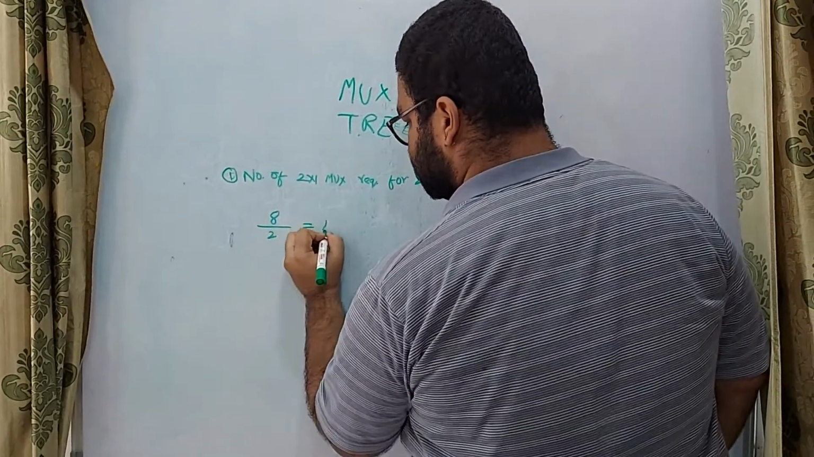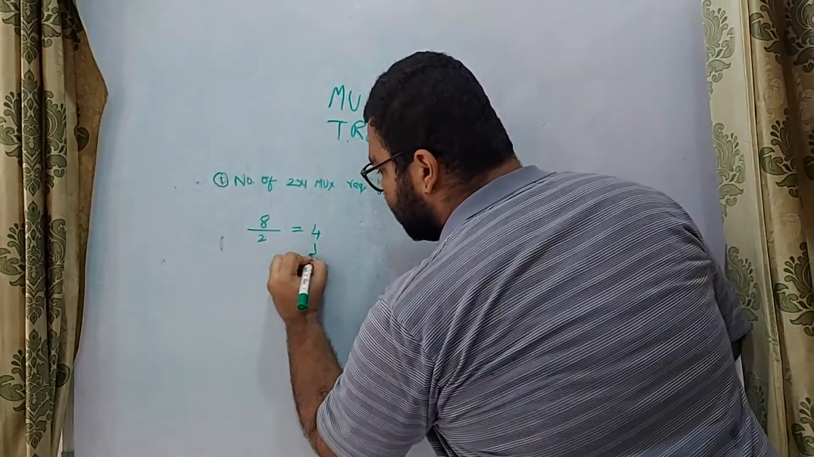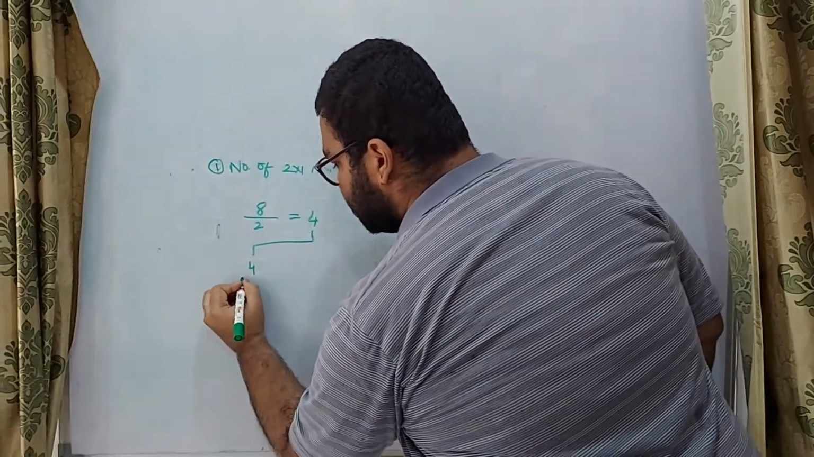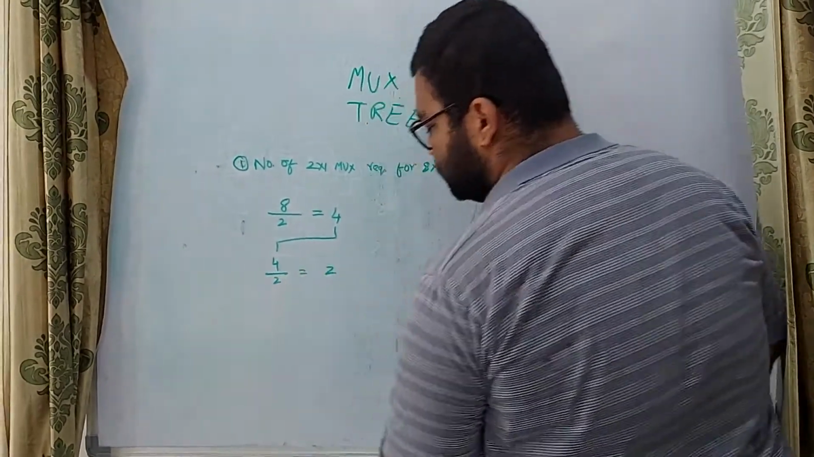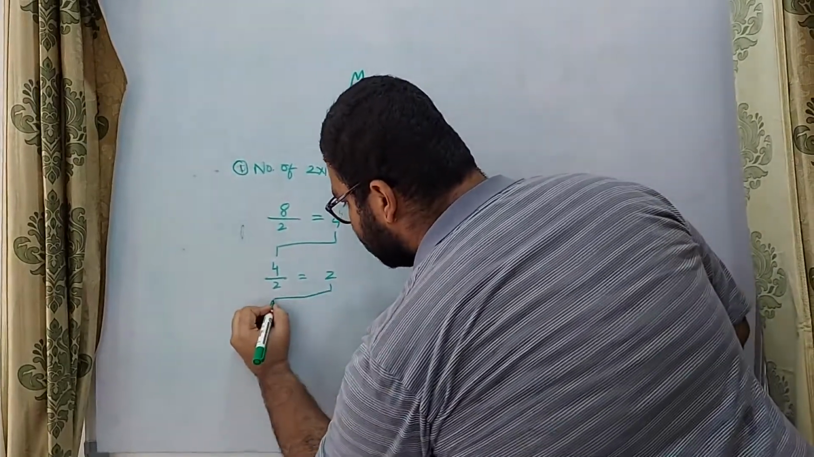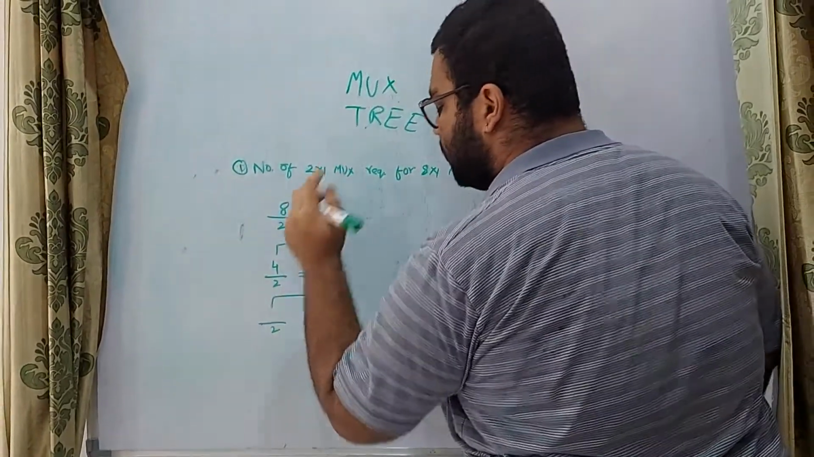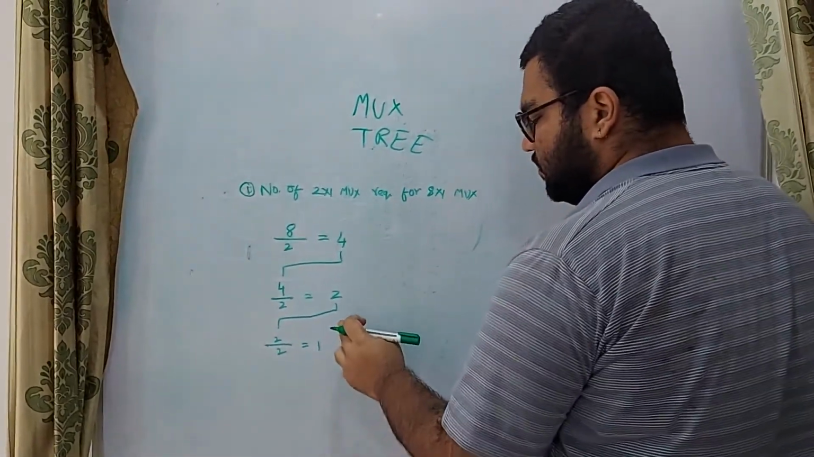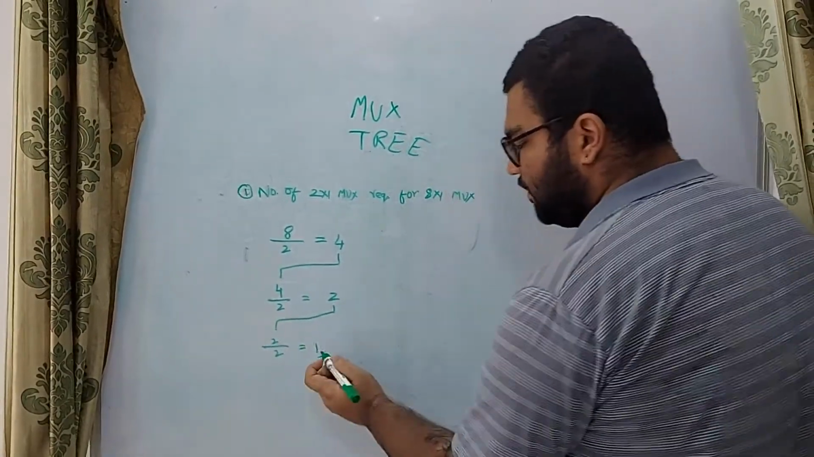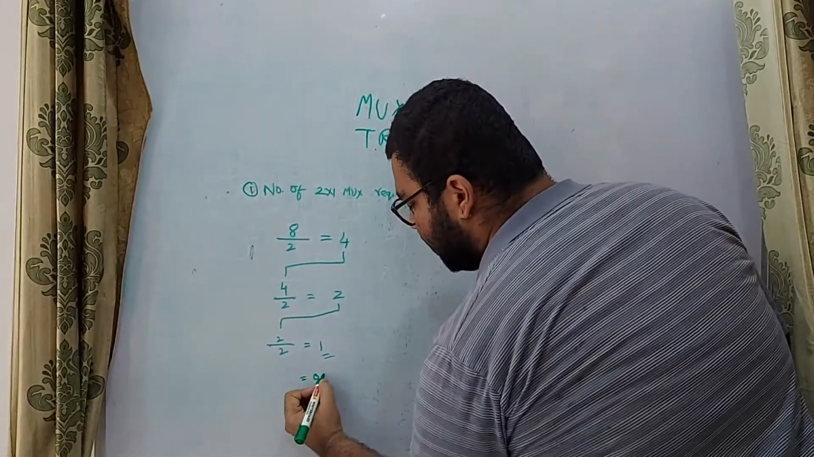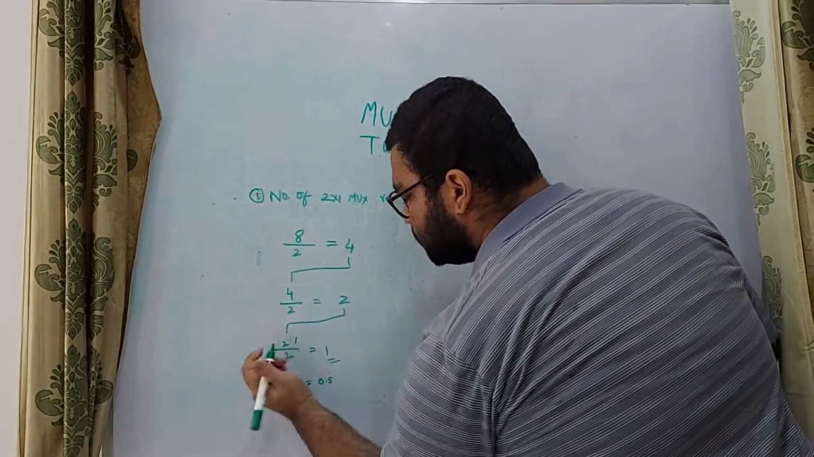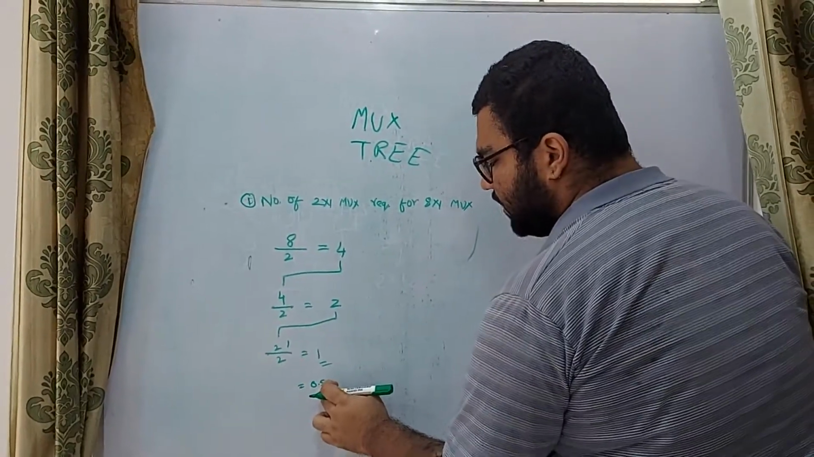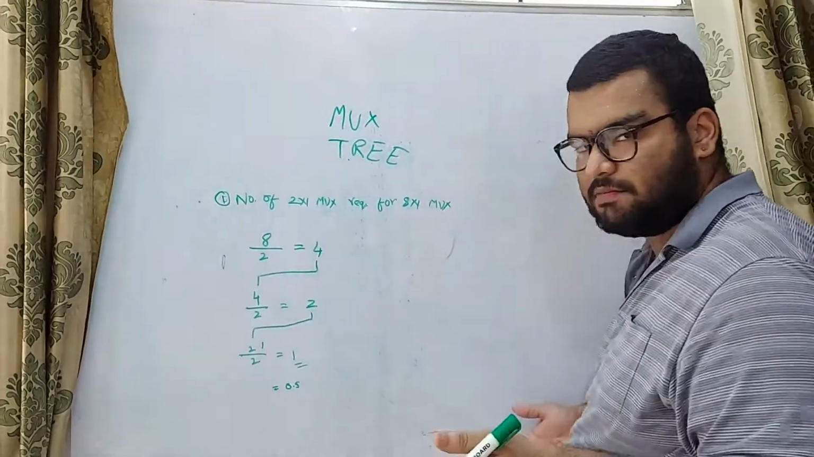2, that is 4. And again I am going to divide this by the lower order one, that is 4 by 2, which is equal to 2. And again I am going to divide this using the same lower order multiplexer, which is equal to 1. We have to stop when we get a result of 1. If we get a result like 0.5, or here you would get 1 by 2, then you have to stop the calculation there and consider 0.5 as also 1, because you can't have a half multiplexer.